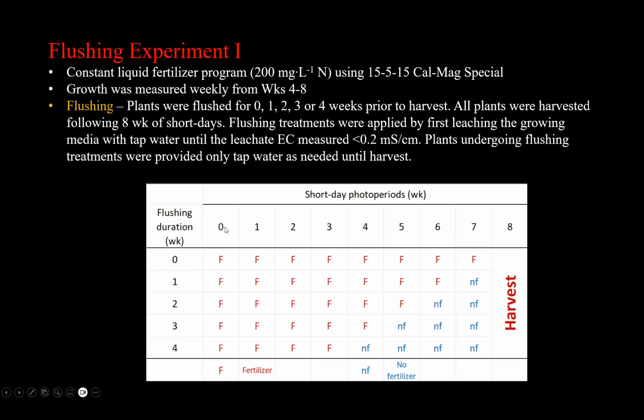So we had, again, 8 weeks of short days. Week 8 we harvest, and then we flushed. We either had a control group, which was no flushing, so therefore we received fertilizer until harvest, and then we had a treatment that received fertilizer until the week before harvest, or 2 weeks before harvest, 3 weeks before harvest, 4 weeks before harvest, where we flushed and ceased fertilization.